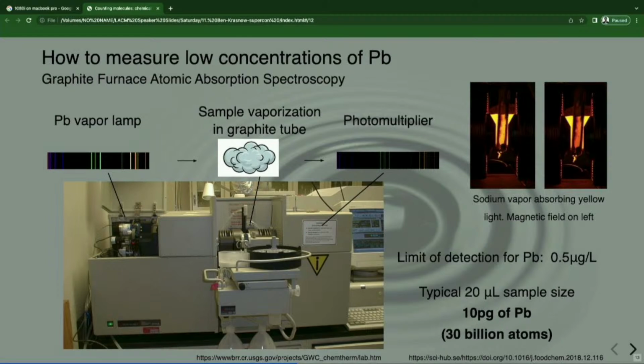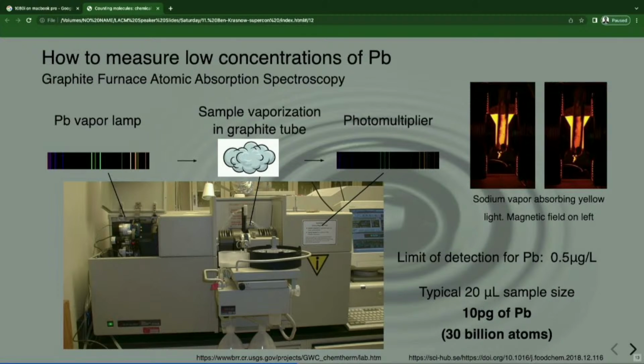The light source is not just a white light, a tungsten source of light or anything. The light is a lead lamp. Like you've heard of neon lamps and maybe sodium vapor lamps. Well, this is a lead lamp. And so the spectral lines that come out of it are characteristic of lead. And then if there's any lead in this cloud of vapor in this hot graphite tube, it will absorb at exactly those same spectral lines.